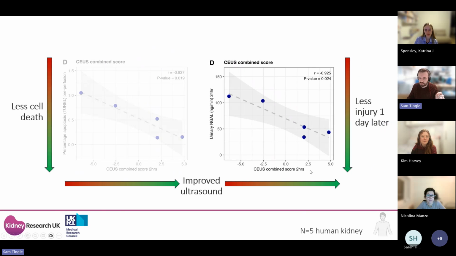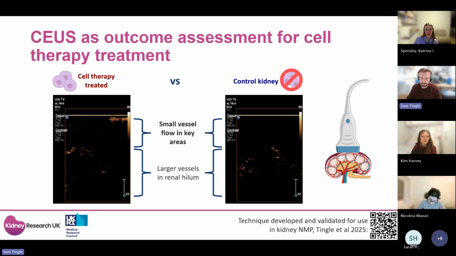We also looked at the ultrasound with a marker of injury, which is a marker that can be used clinically. And then we found that doing a scan at just 2 hours, if we then continued that kidney alive outside the body for a further day, it predicted how much injury there was a day after the scan was performed, which gave us some confidence that this might be able to predict what happens to a kidney after transplant.